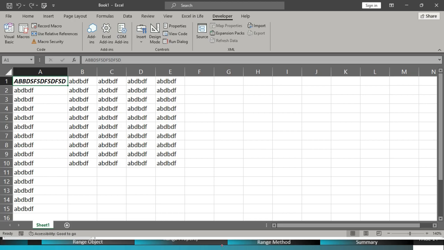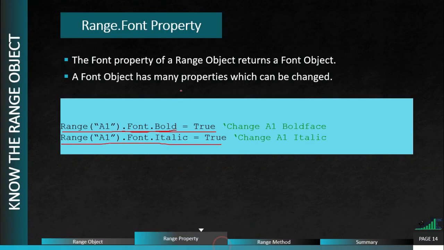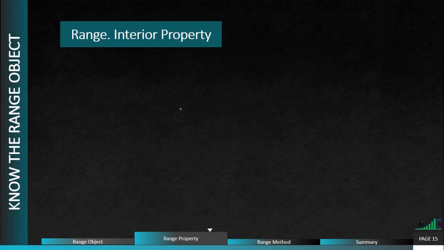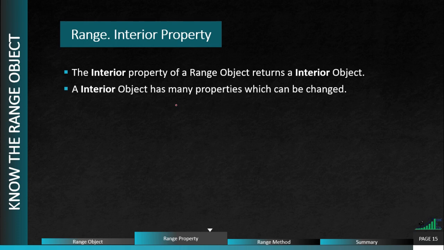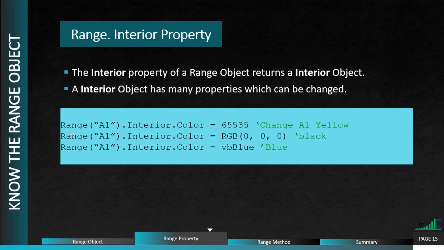Bold, this is the font property we can change. The interior property we generally use to change the color. It's a common thing; we use the interior object mostly for color, though it has a lot of properties. We'll see now: Range A1.Interior.Color. We can give a color value in various ways.